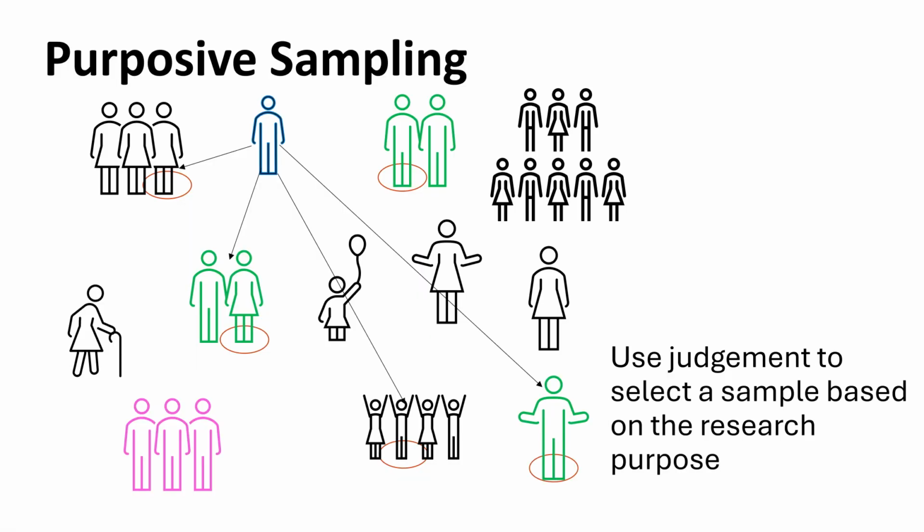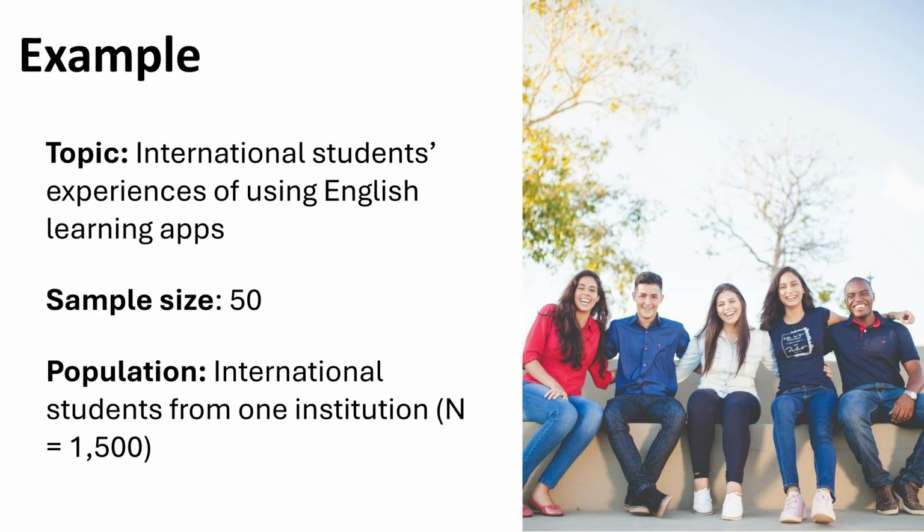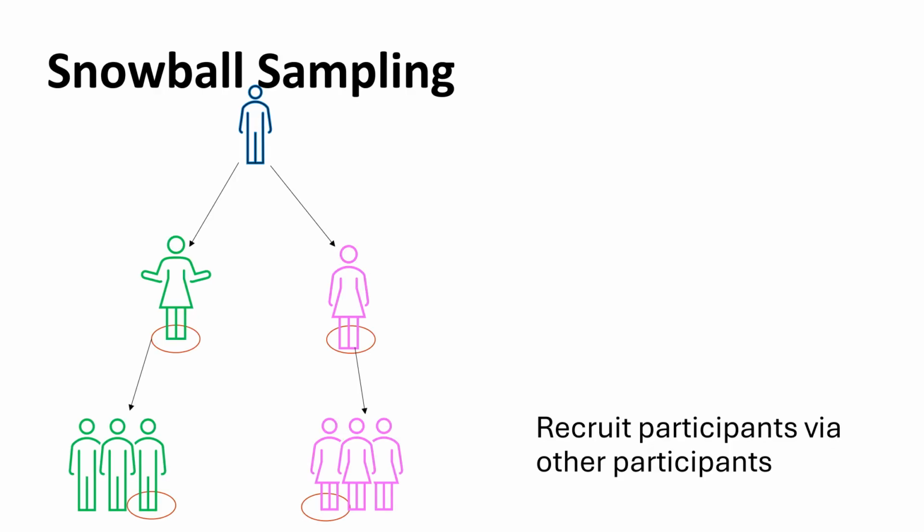Purposive sampling uses researcher judgment to select participants who fit the purpose of the study. For example, if the study focuses on international students' experiences using English learning apps, the researcher would intentionally recruit international students who have relevant experience. Snowball sampling recruits participants through referrals from other participants.